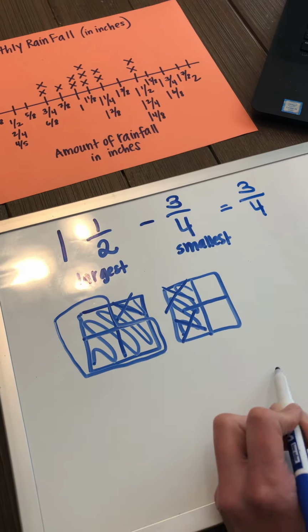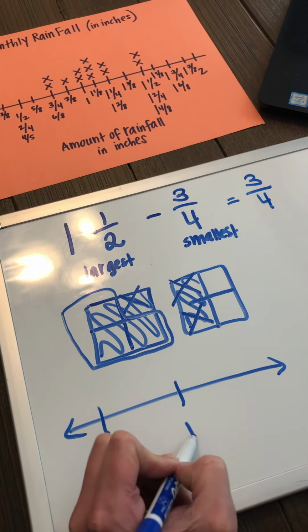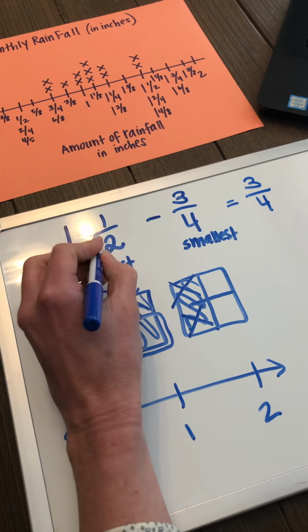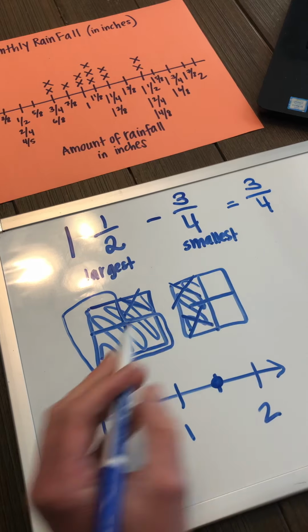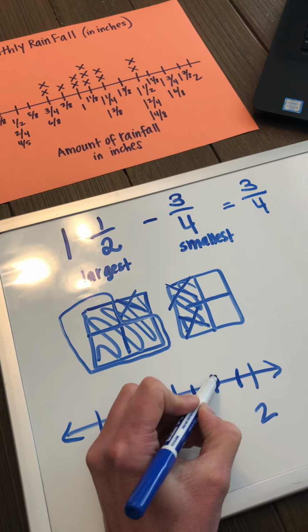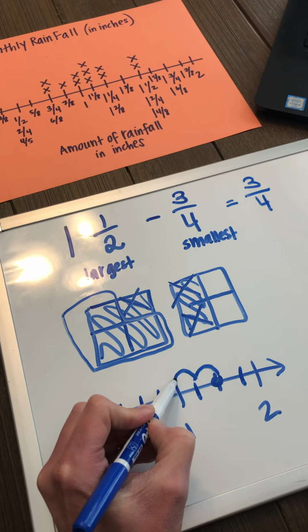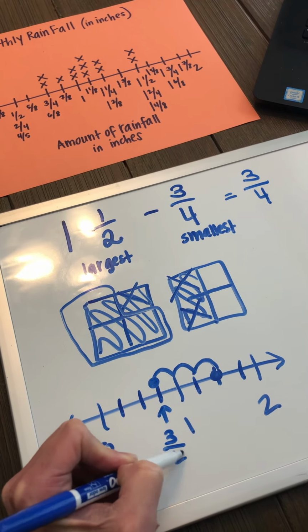Another way I could do this is draw a number line. So if I started at 1 1/2 and I take away 3/4, I'm going to have my number line into fourths, but I can go back 1/4, 2/4, 3/4. And again, I end at 3/4.